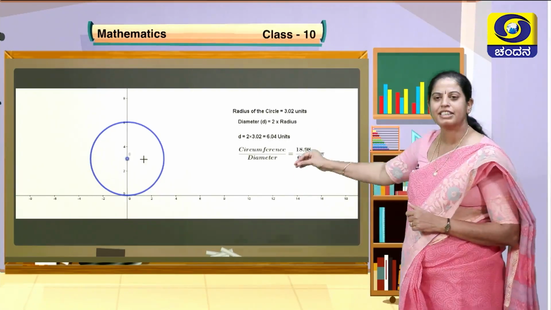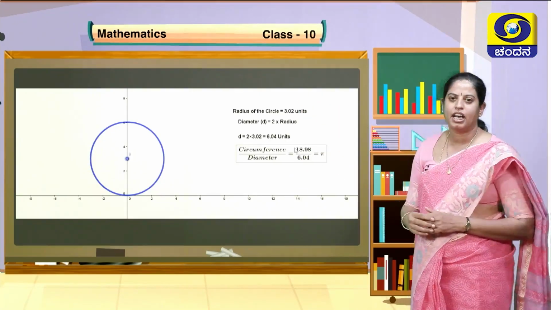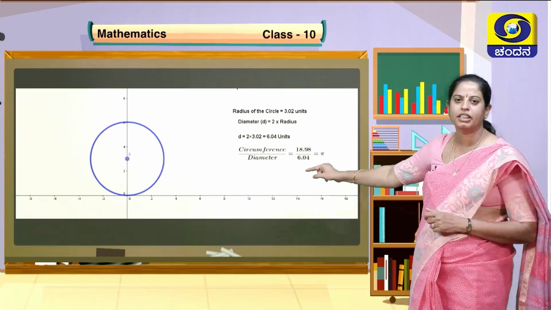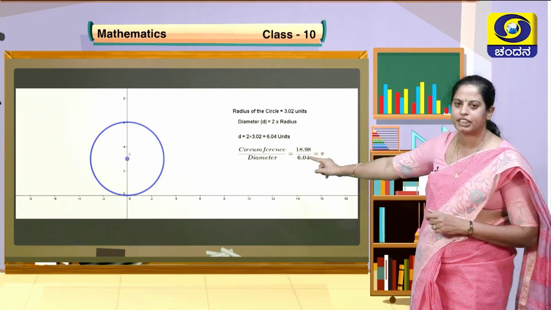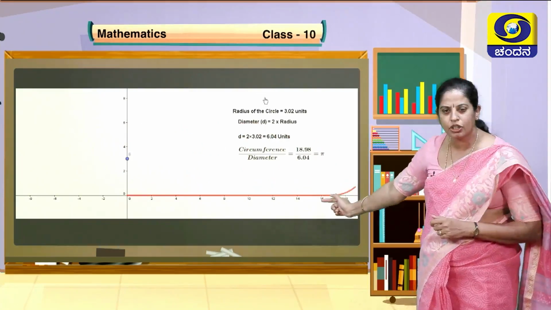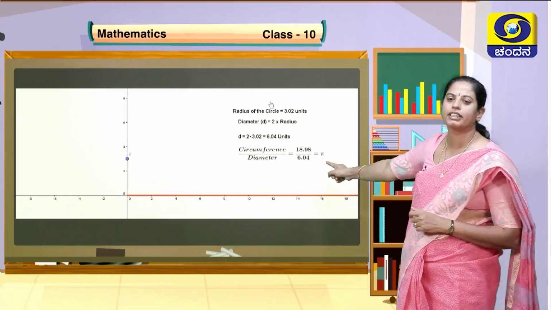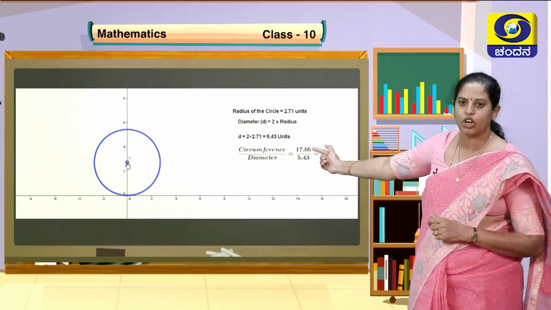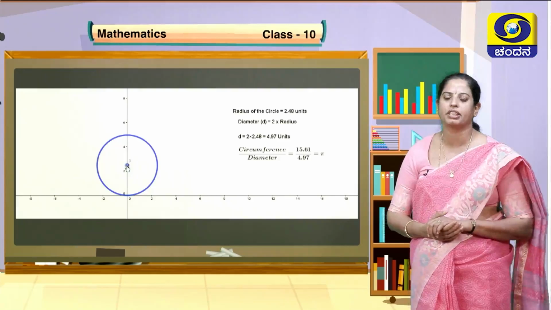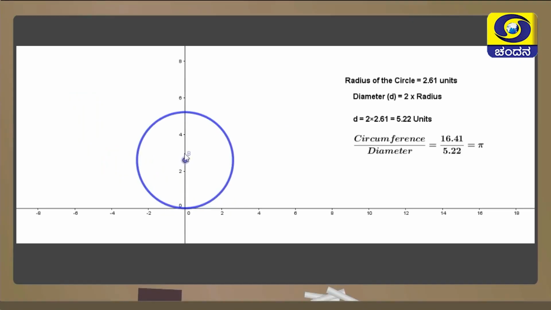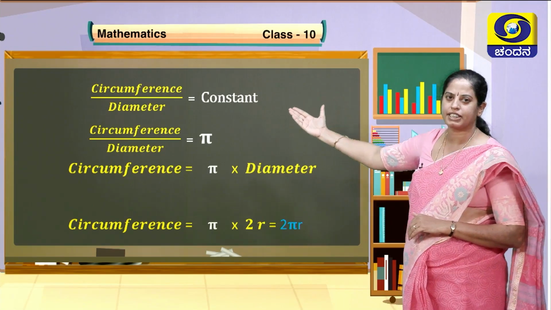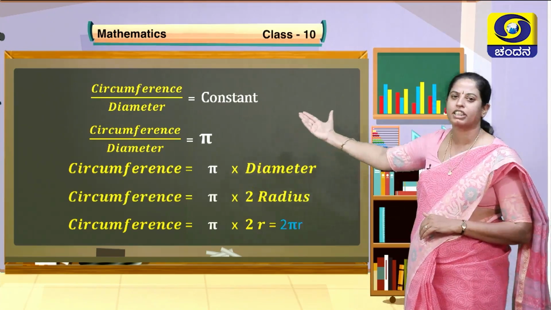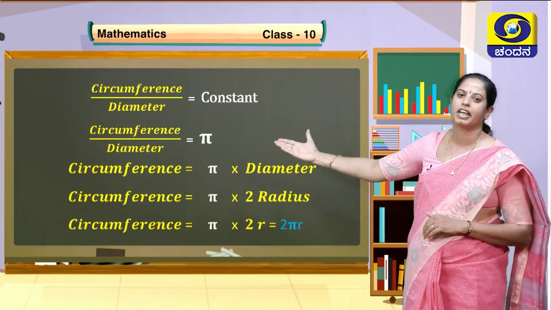You can change the radius and you will get different diameter and you will get different circumference. Find the ratio, then also you are getting the constant as result, that is the ratio of the circumference and diameter is approximately 3.14 and we call that constant as pi. Then we can say circumference by diameter is a constant, that constant is called as pi.